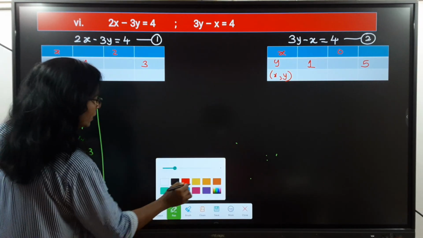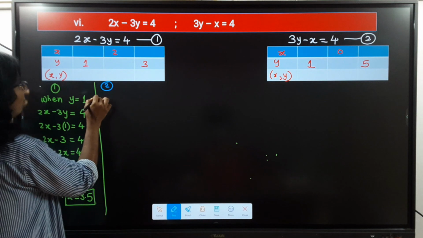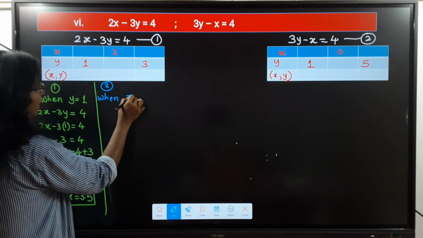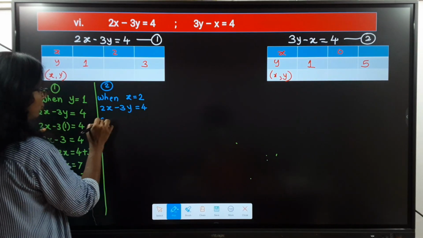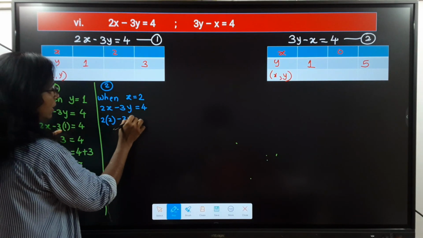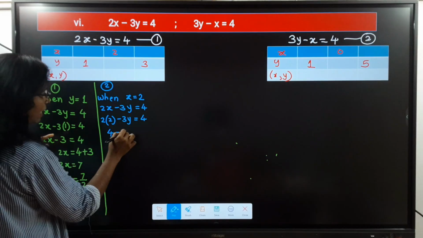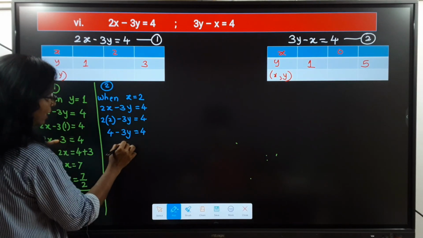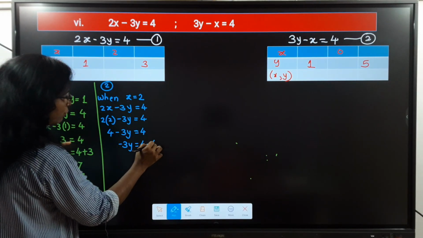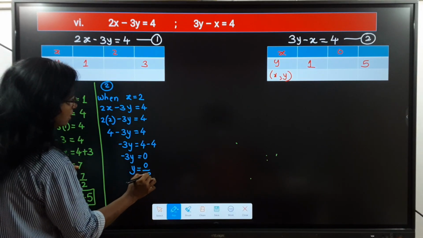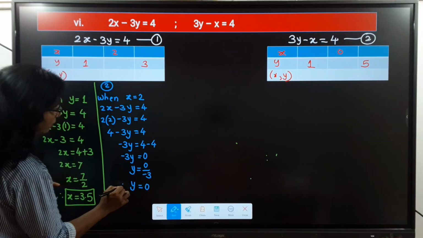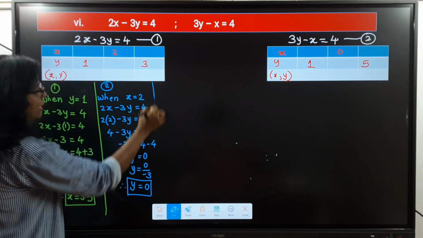Then next value, the second one: when x is equal to 2. Now here 2x minus 3y is equal to 4. So 2 multiplied by 2 minus 3y is equal to 4. Therefore 4 minus 3y is equal to 4. Therefore minus 3y is equal to 4 minus 4. Therefore minus 3y is equal to 0. Therefore y is equal to 0 upon minus 3. Therefore y is equal to 0. Then next value, students.